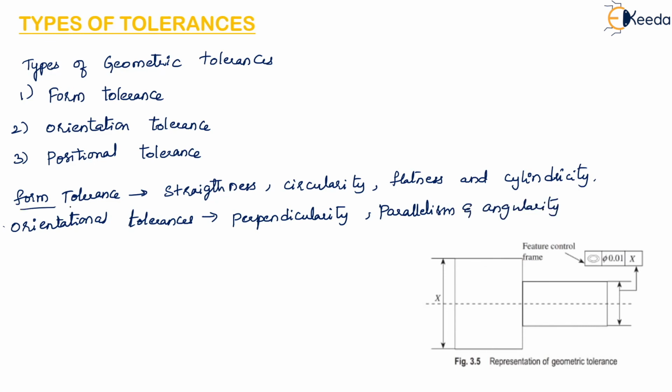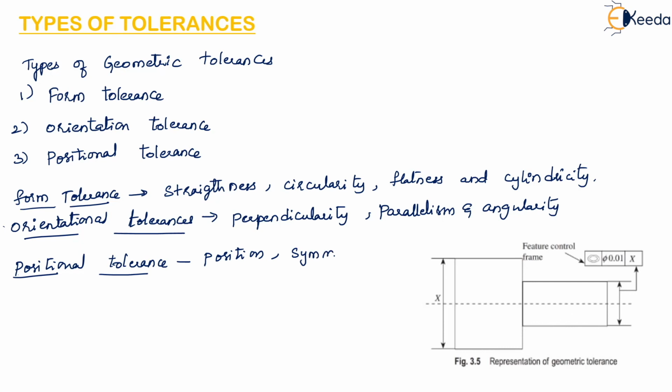The next one is the positional tolerance. This type of tolerance controls the extent of deviation of the location of a feature from its true position. They comprise position, symmetry and concentricity. So how far away can the feature lie from its true position? So this is all about different types of tolerances.